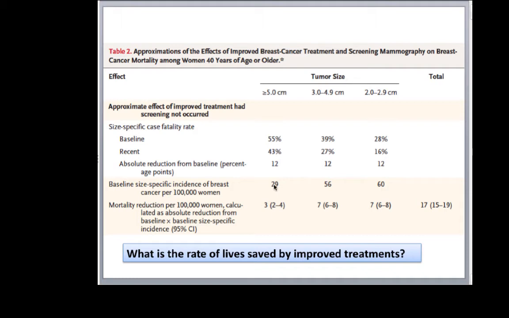And this was the incidence in the 1970s. They multiplied that case fatality rate difference by these numbers to get the mortality reduction. These are the number of lives saved, essentially, or the reduced number of deaths per 100,000 women, according to each tumor size of each of these large tumors. And they are able to add those up to get the overall numbers of lives saved per 100,000 women. And that's this 17 value.